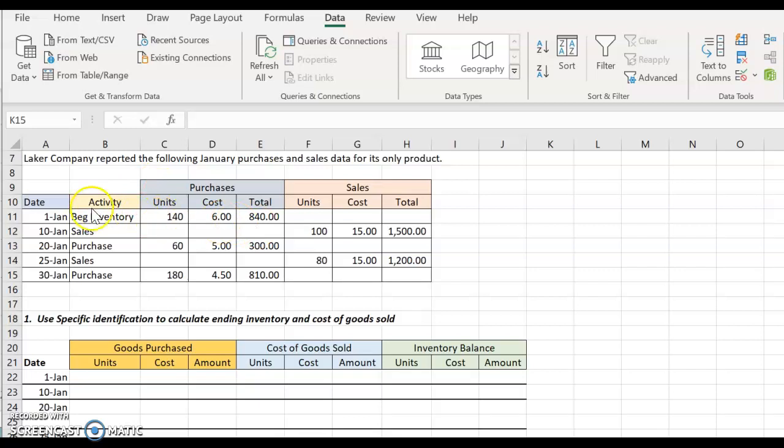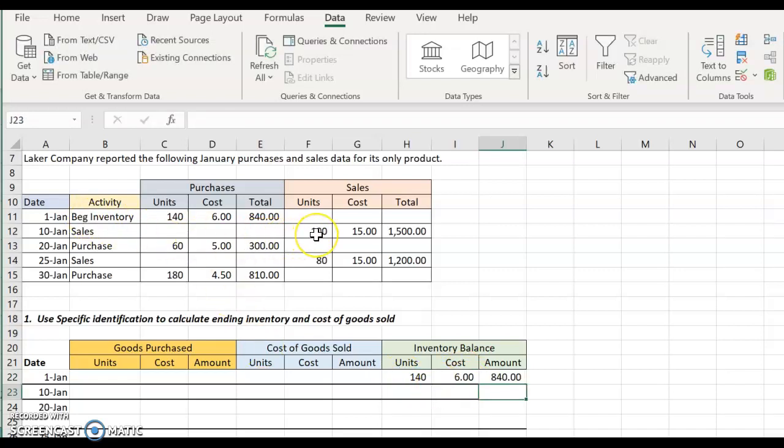I've recreated the information up here for you with the purchases and the sales. On January 1st, we had beginning inventory of 140 units. So we're going to go ahead and on January 1st, we'll put that in our inventory balance because that's our inventory at the start of the year. So 140 times 6 gives us our extended balance.